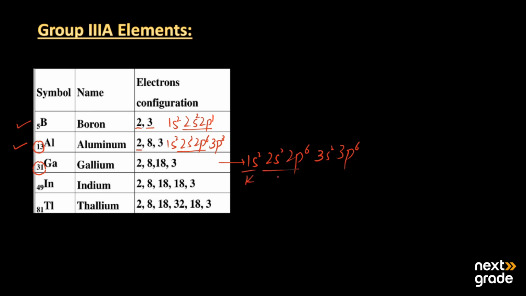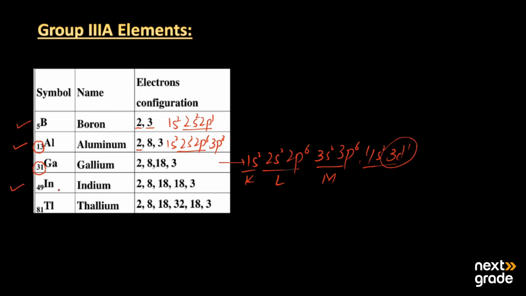This is the first shell, this is the second shell, this is the third shell. On the other hand, here we then have 4s2. This is the outermost shell, and it also contains 3 electrons in the valence shell. So we can also write it as 1s2, 2s2, and next we have its d orbitals. This one is 3d10. So this is its valence shell electronic configuration.